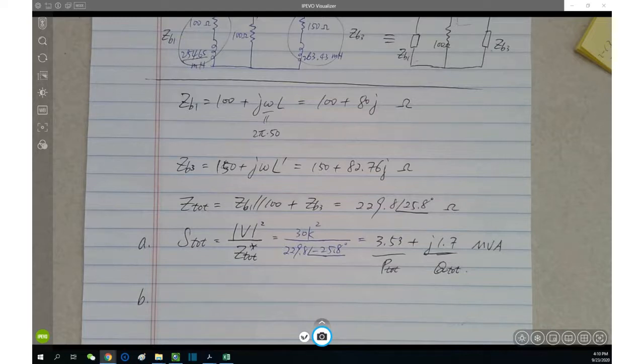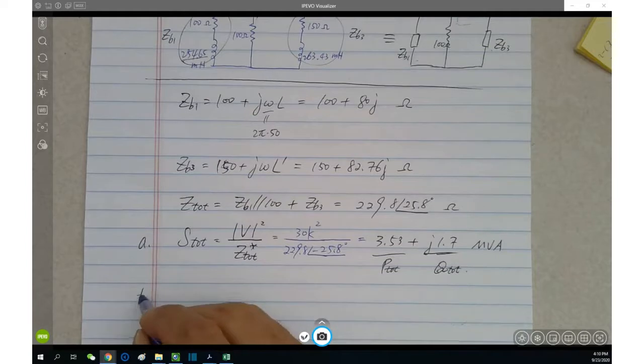Part A, don't they also need the power factor? Say that again? For part A, did they also need the power factor, or did I miss that explanation somewhere? Let me see. Yep. Gavin is right. He's also asking for the power factor. No, that's right. So we go to the power factor.